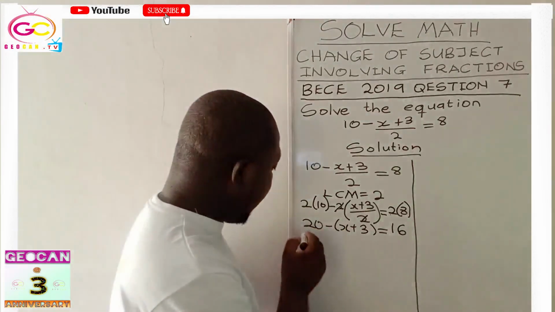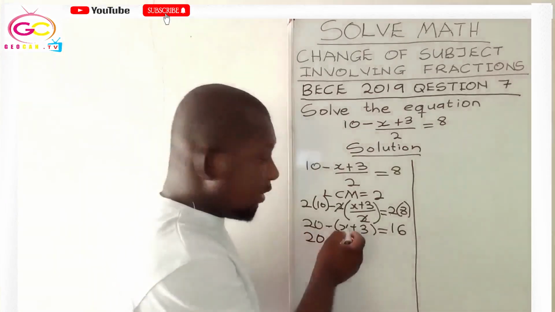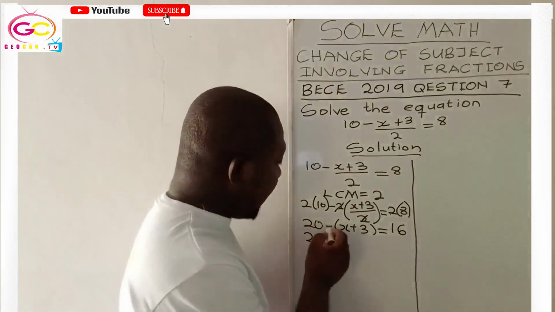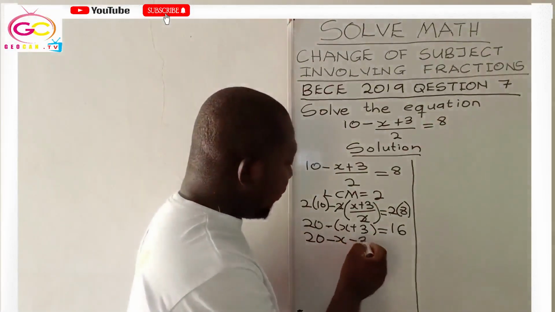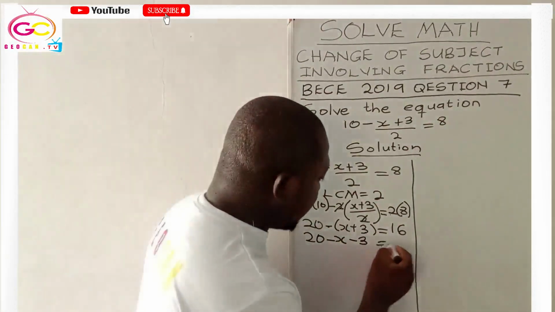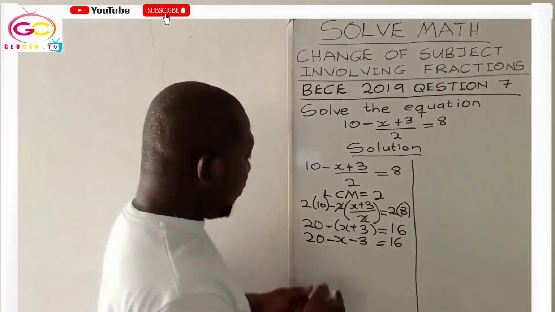Let's continue. Now we have 20. Now, negative times what? x will give us negative x. Negative times what? 3 will give us negative what? 3, which will be equal to 16 over there. I hope you are getting it. Good. Now, what do we do?